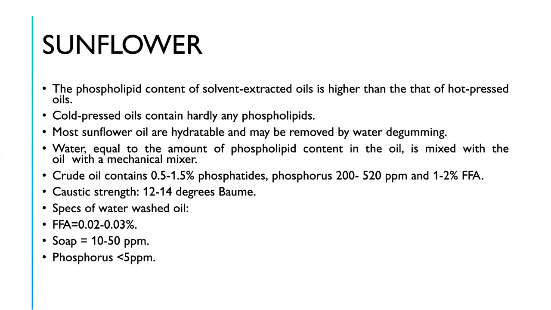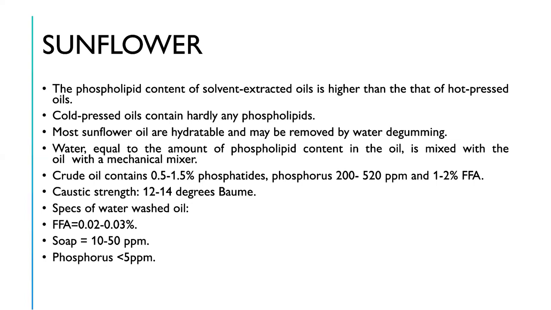Water equal to the amount of phospholipid content in the oil is mixed with the oil with a mechanical mix. Crude oil contains 0.5 to 1.5 phosphatides, phosphorus 200 to 520 ppm, and 1 to 2% free fatty acid. The caustic strength which you use for sunflower is between 12 and 14 degrees Baume.